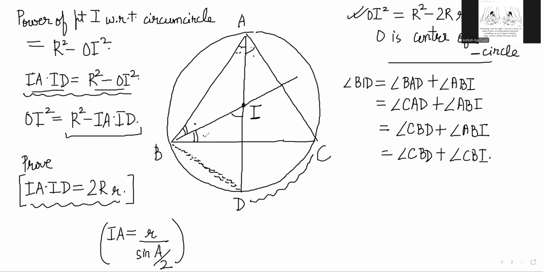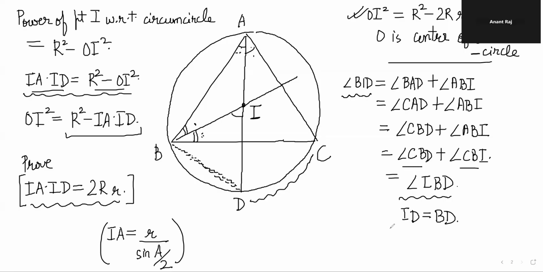Why? Because this is also an angle bisector. ABI is the same as CBI. And now I'm getting CBD plus CBI, which is clearly angle DBI. Can you see what I'm saying? Yes, sir. We are getting angle BID is equal to angle IBD. So that makes the triangle BID isosceles. And that means that ID is equal to BD.